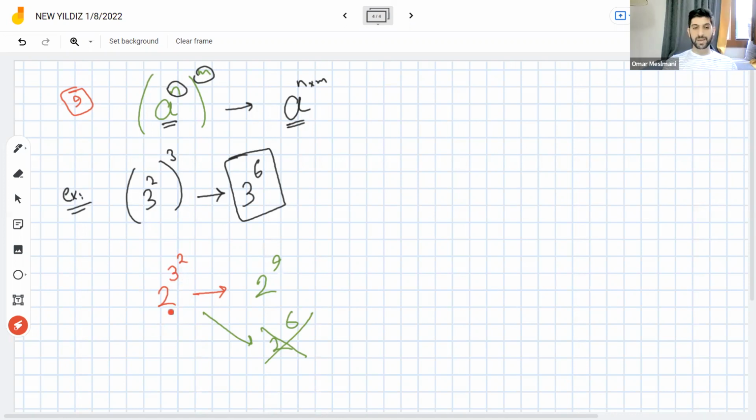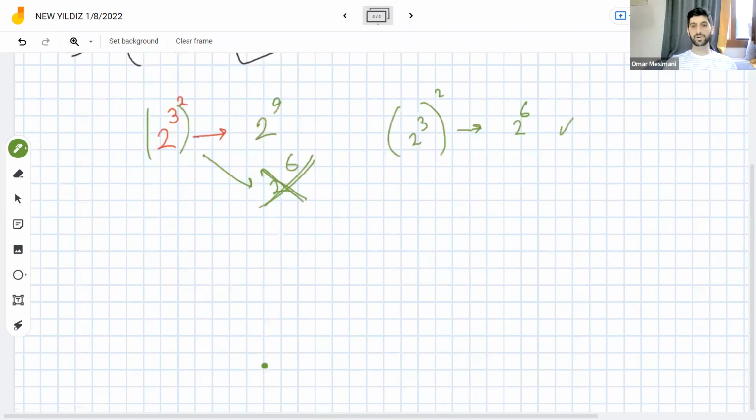Then the base 2, I'm going to keep the base 2. If there is a power, it's actually so different. 2 power 3, power 2, that's how you say it. Now I can say 2 to the power of 6, and now it's correct. But here it's incorrect. Why? Because of the brackets. That's rule number 9. Rule number 10. All right, what is rule number 10?